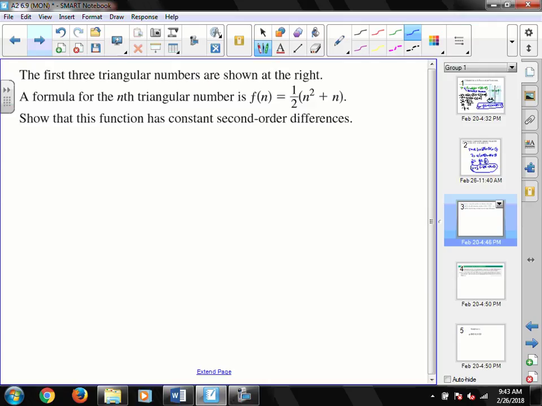Here is a formula for the nth triangular number. So if you want the 5th triangular number, you would just plug in 5 for n. We want to show that this function has constant second order differences. But first, we should probably figure out what the triangular numbers are. Okay?